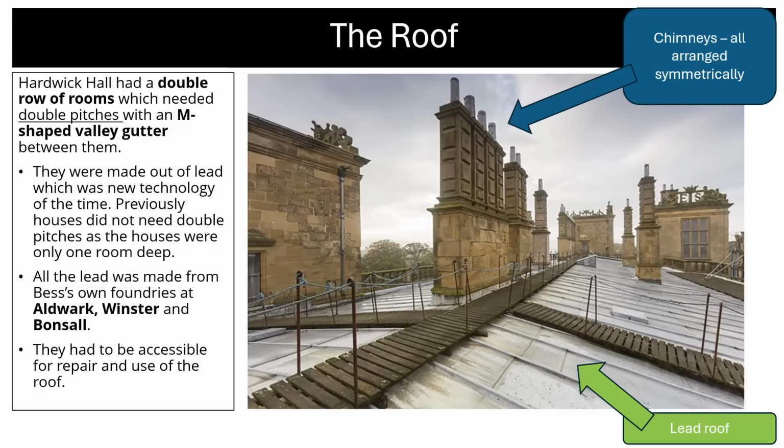Okay, in terms of the roof, there was a double row of rooms in the house, so we needed double pitches with an M-shaped valley gutter between them, and they're made out of lead, which you can see here, the lead roof, which is a new technology of the time. Previously, houses did not need double pitches as the houses were only one room deep. Now, all the lead was made from Bess's own foundries at Aldwork, Winster and Bonsall, and of course they had to be accessible in order to repair the roof, and also you can see a really good close-up of the chimneys here, which are all arranged symmetrically, and we can see, of course, ES, Elizabeth of Shrewsbury, there as well.